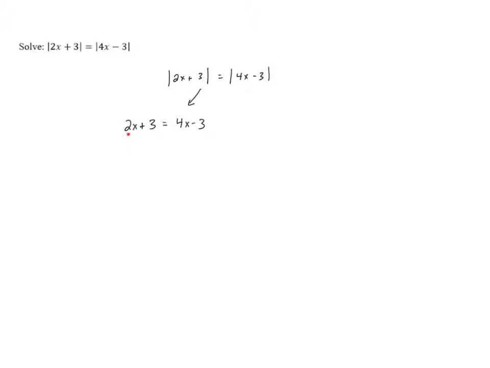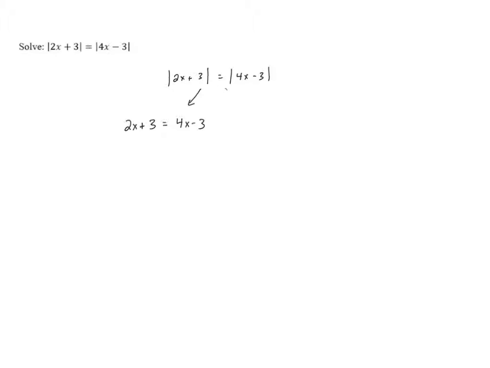For example, if both of these were equal to 5, then we'd have the absolute value of 5 equals the absolute value of 5, which is true. If both of these were 12, then we'd have the absolute value of 12 equals the absolute value of 12. We don't know what their values are, but we know that if they're equal to each other, then automatically the absolute values are also equal to each other.